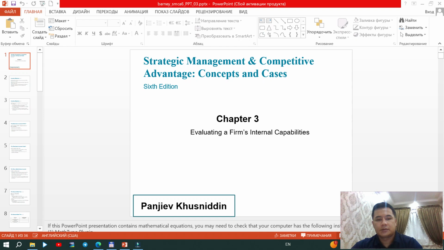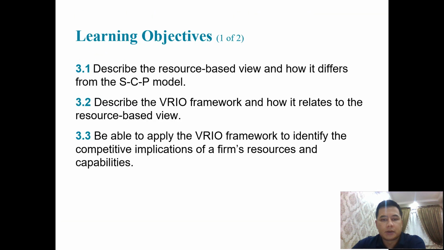Before starting the presentation, let's talk about some learning objectives for the class. The learning objectives include: describe the resource-based view and how it differs from the SCP model, which was covered in the previous chapter, chapter 2. Describe the VRIO framework and how it relates to the resource-based view.